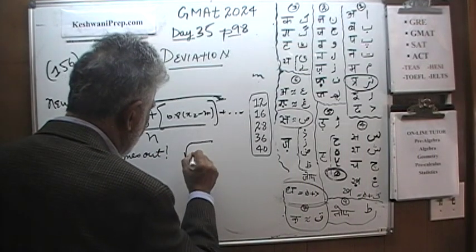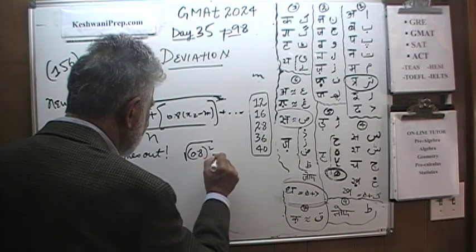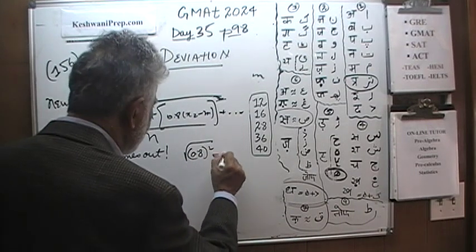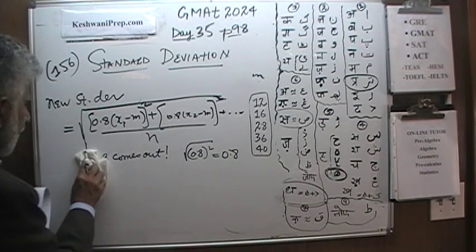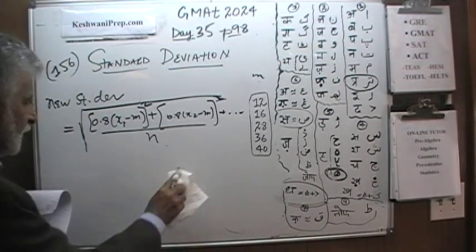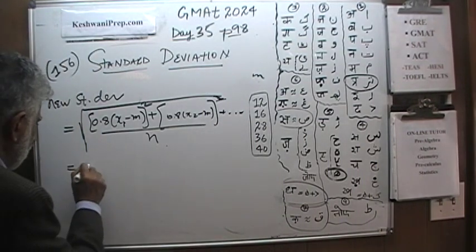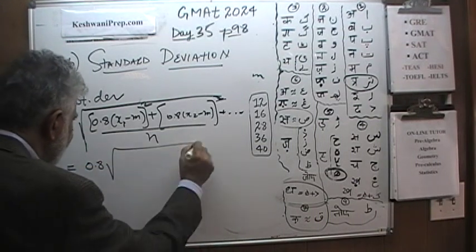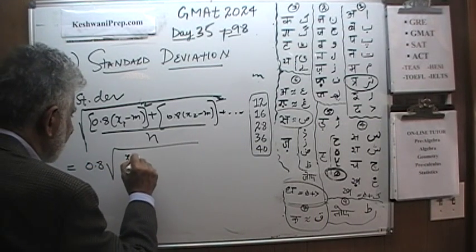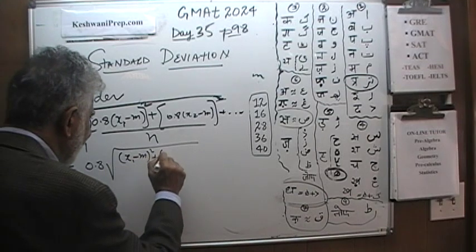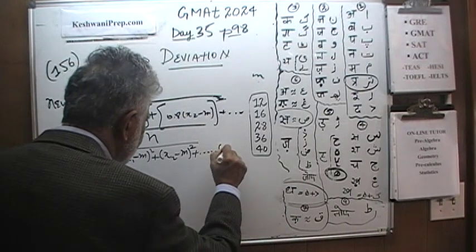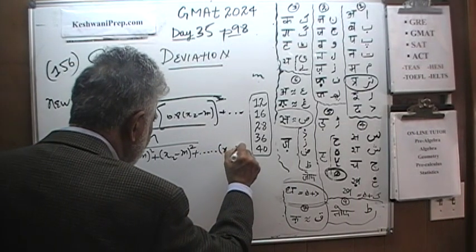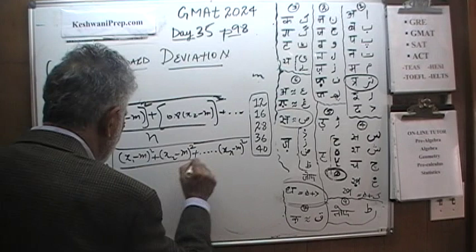Such like this: square root of 0.8 squared. Square root of 0.8 squared will simply be 0.8. This is going to come out. So when we work through the entire thing, what we end up with is 0.8 times x1 minus the mean squared plus x2 minus the mean squared, plus so on and so forth, all the way up to xn minus the mean squared, over the n.